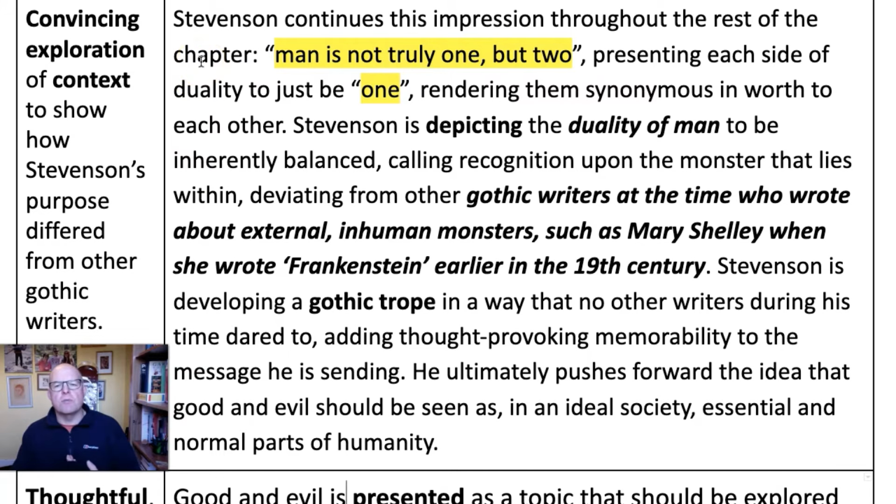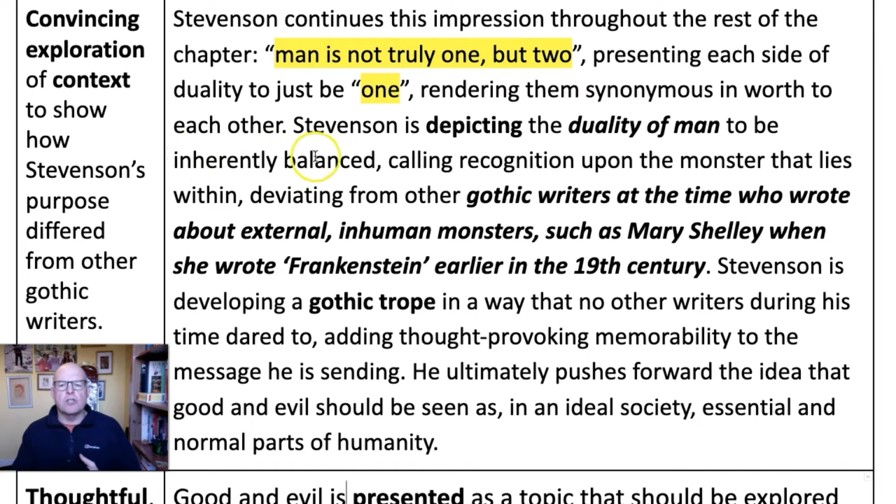Stevenson continues this impression throughout the rest of the chapter. Man is not truly one, but two, presenting each side of duality to be just one, rendering them synonymous in worth to each other. So he's saying good and evil are equally balanced and therefore equally valued. Interesting.